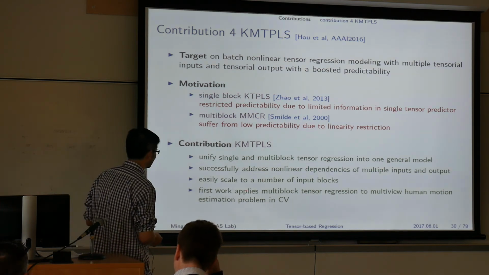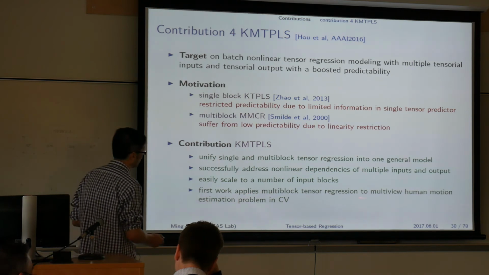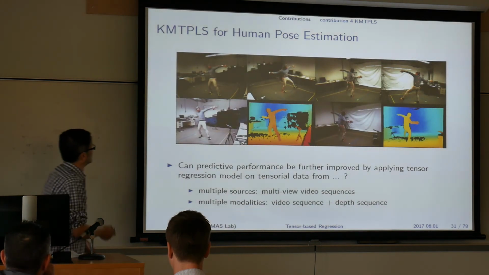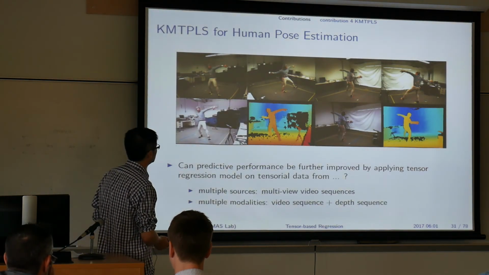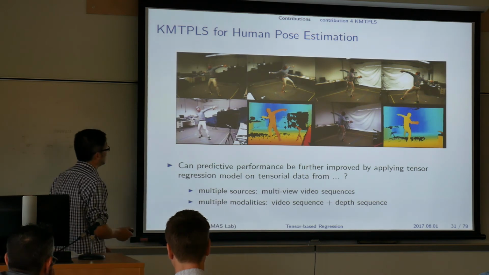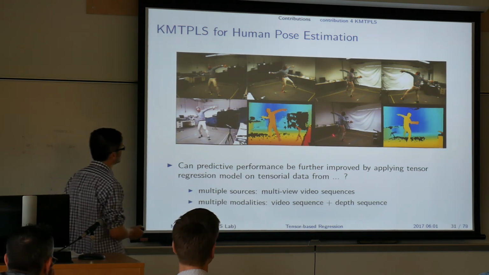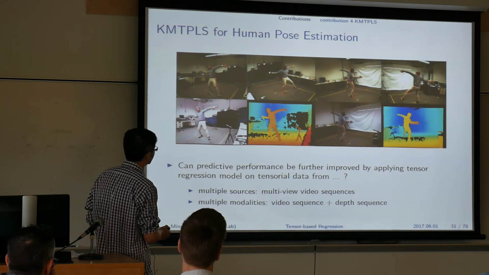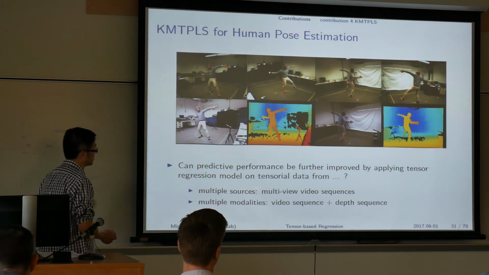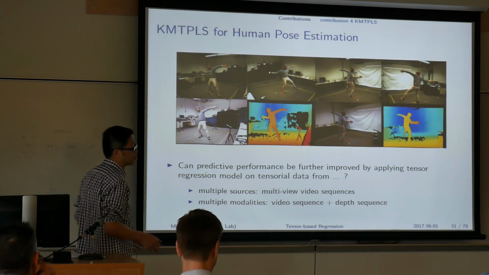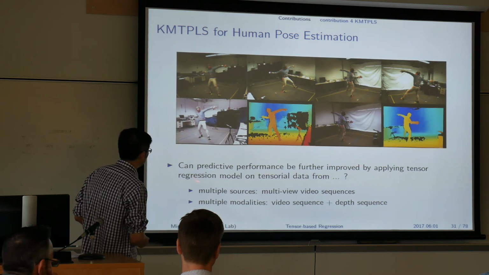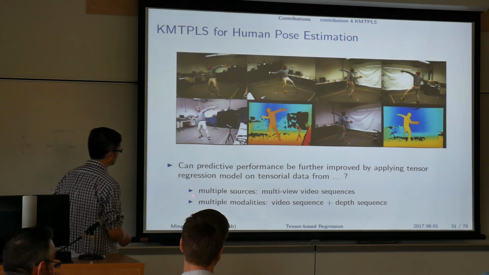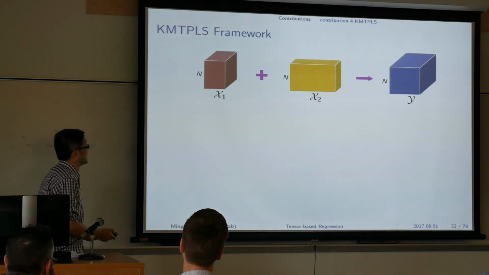To our knowledge, our work is the first that applies multi-block tensor regression to the multi-view human pose estimation problem in computer vision. And so here's the picture for the application. For example, here's a snapshot of a throwing action taken from 4 multi-view cameras as well as 2 Kinect cameras. The question is, can the predictive performance be further improved by applying our method to the tensor data from multiple sources or from multiple modalities?